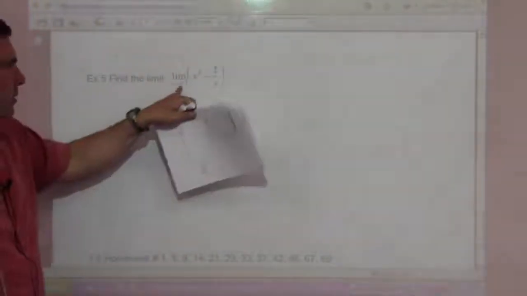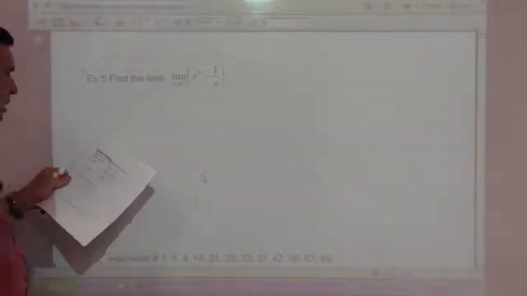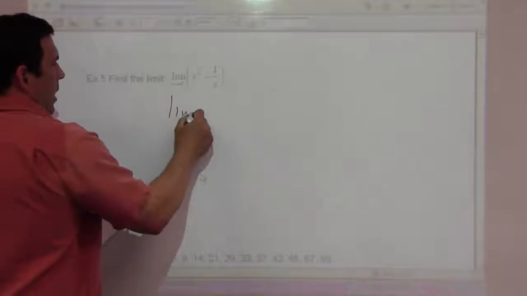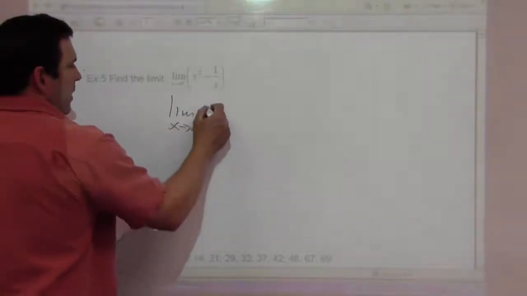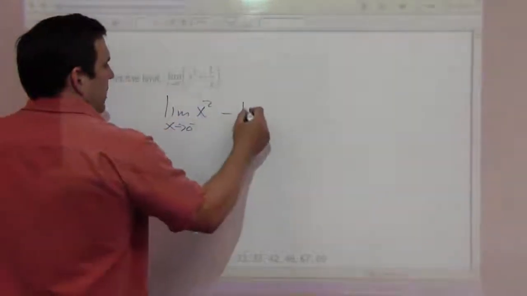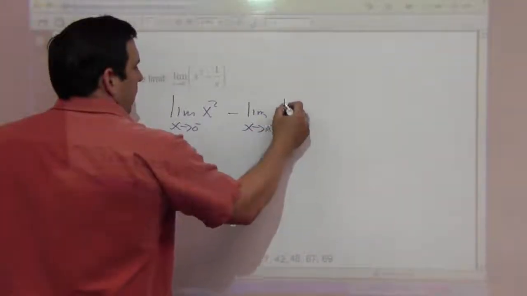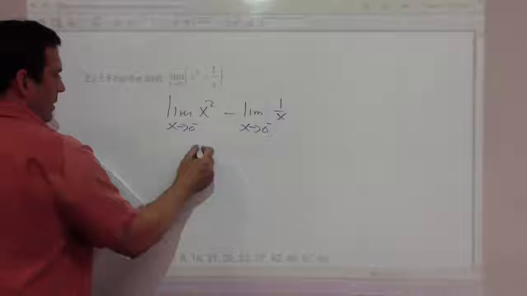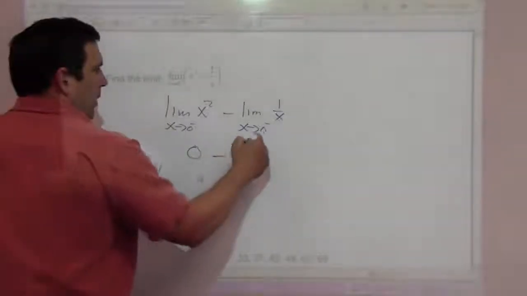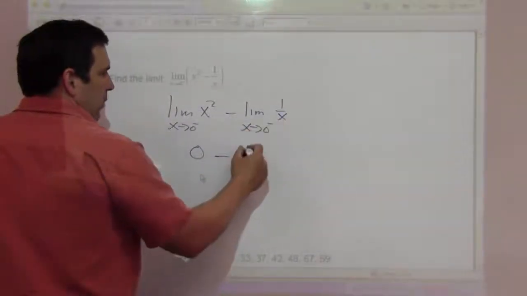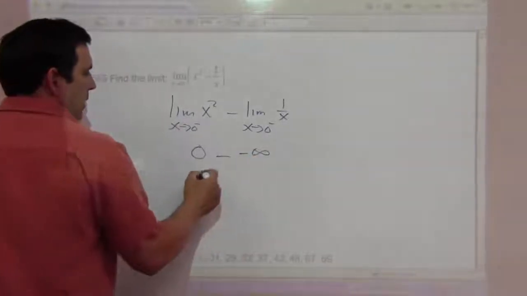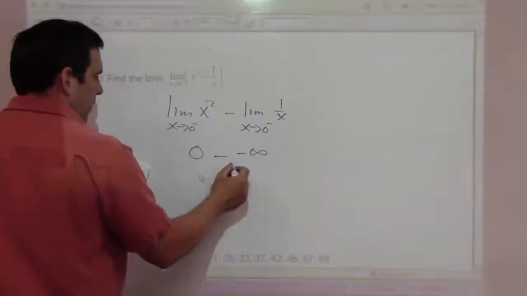In the limits, example 5. Find the limit as x goes to 0 from the left side of x squared minus 1 over x. This would be like finding the limit as x goes to 0 from the left side of x squared minus the limit as x goes to 0 from the left side of 1 over x. So here we get 0. Here, it's from the left side, so it's going to negative infinity. 0 minus negative infinity is just infinity.